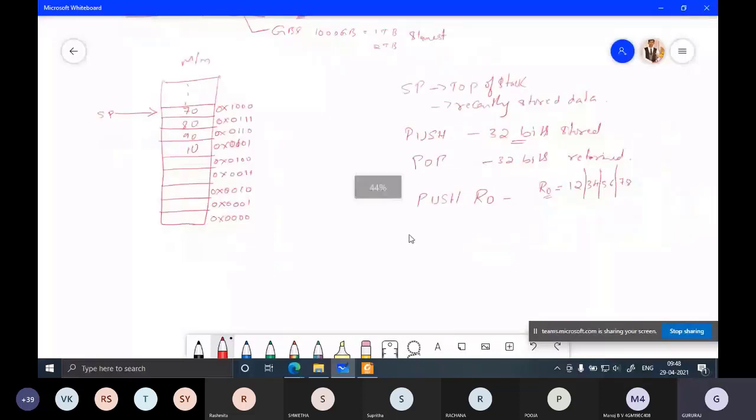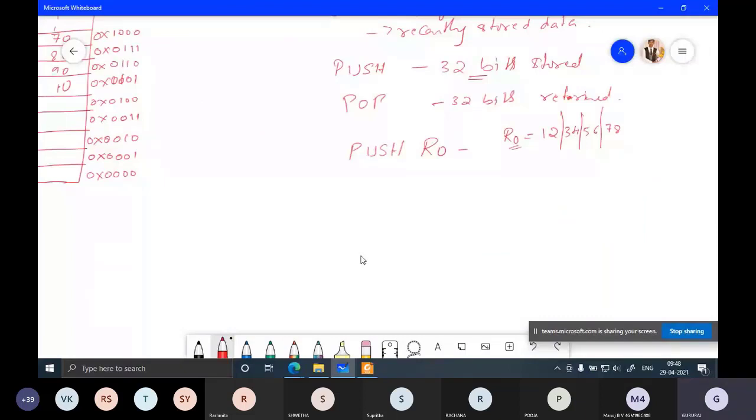In hexadecimal, you represent each digit using 4 bits. So totally here two digits, 7, 8, make 8 bits, 5, 6 is 8 bits, 3, 4 is 8 bits, and 1, 2 is 8 bits. So it is 32 bits: 8 plus 8, 16, 24, 32. So this is the data present in R0. If you are doing push R0, you are trying to save this 32-bit data onto the stack.